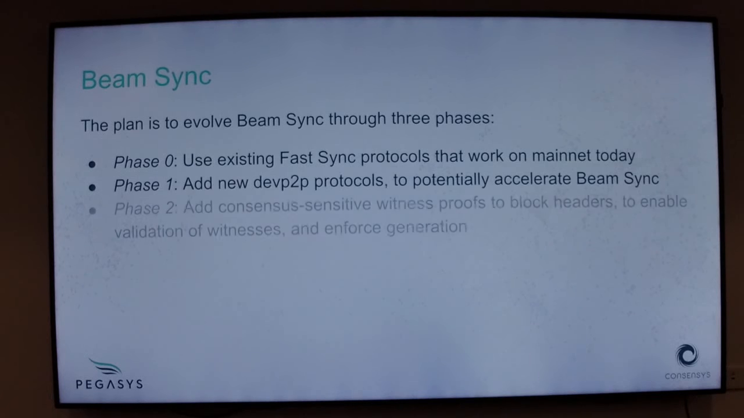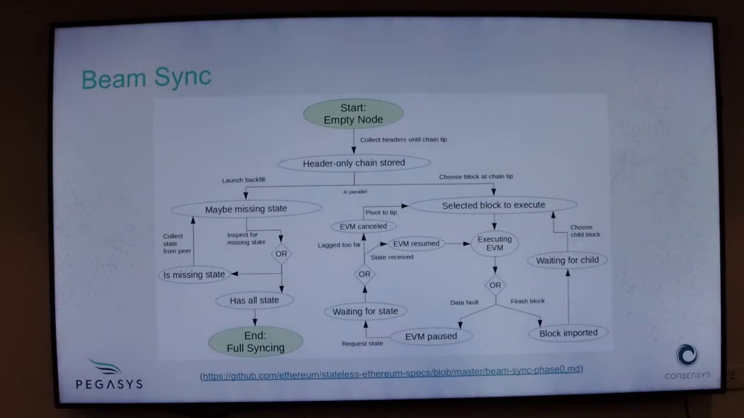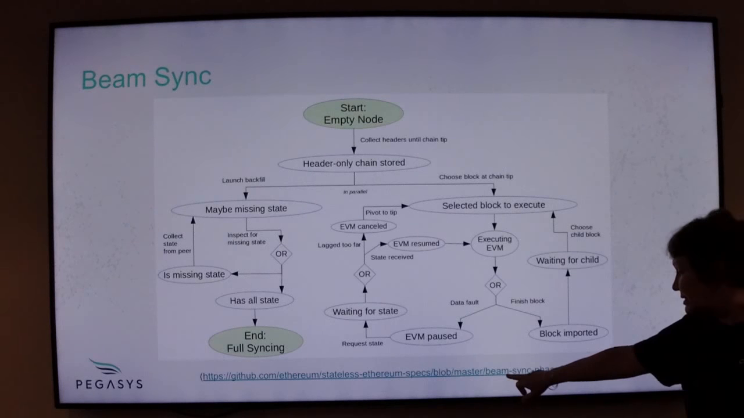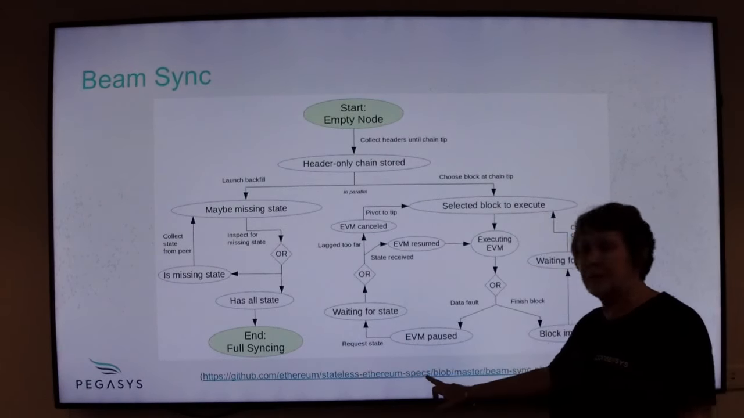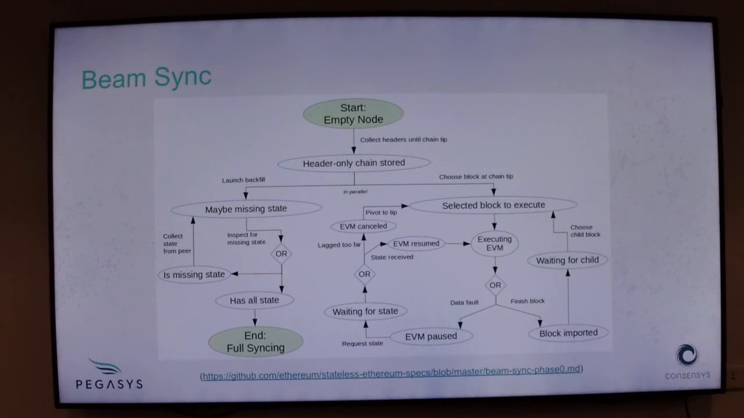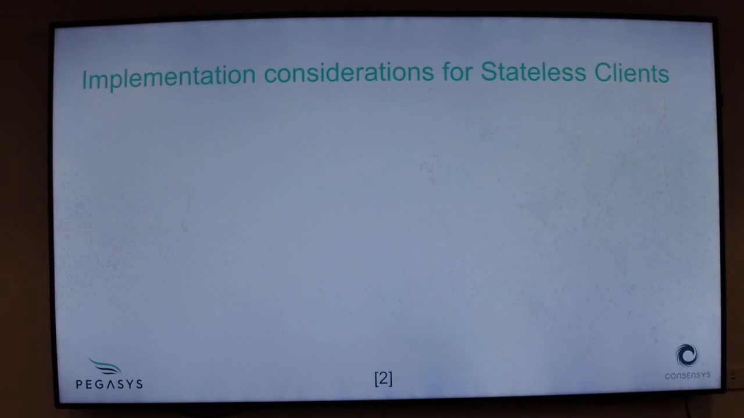So the plan is to evolve beam sync through 3 phases. We've just had a specification for phase 0, using existing fast sync protocols that work on mainnet today. Then phase 1 will add new devp2p protocols, and phase 2 will add consensus-sensitive witness proofs to block headers. And here's an interesting diagram that they've added. Again, as you can see, that's in the Stateless Ethereum specs repo where you can look at that. I'm not going to go through that now because it's a complex subject in itself.